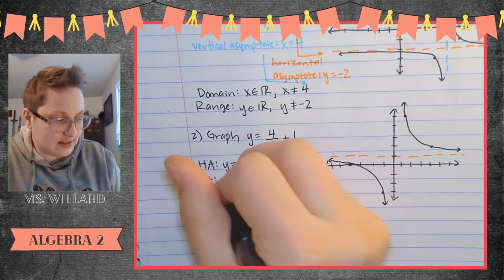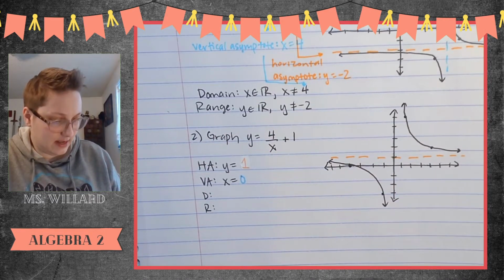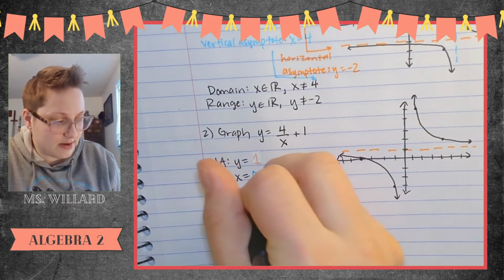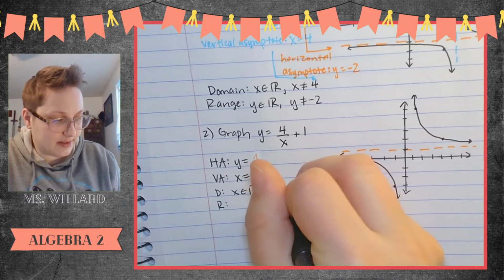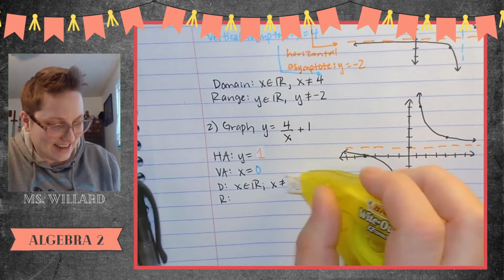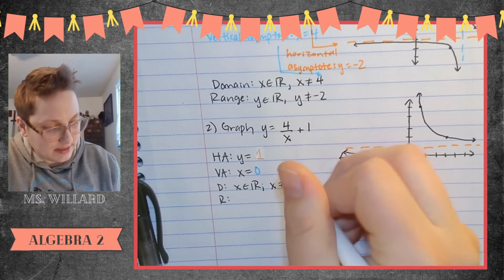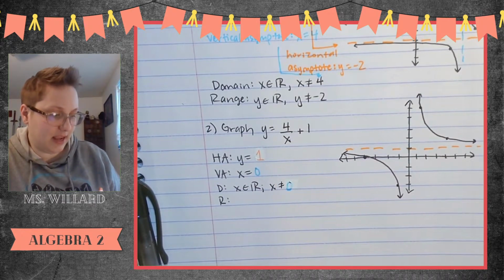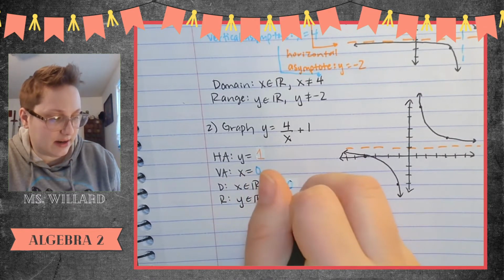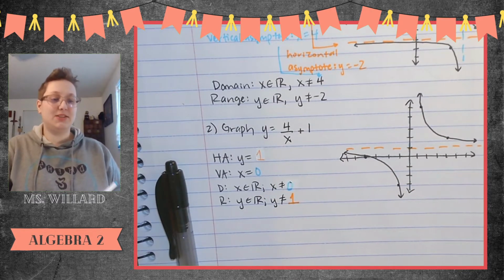The vertical asymptote is x equals 0. And it's because there's no number right here. The domain is all real numbers. X cannot be 0. That should have been blue. I'm stressing myself out. If there was a number by the x, this would be a different number here. And then the range is all real numbers. Y is not equal to 1. Okay, did it. Let's do one more.